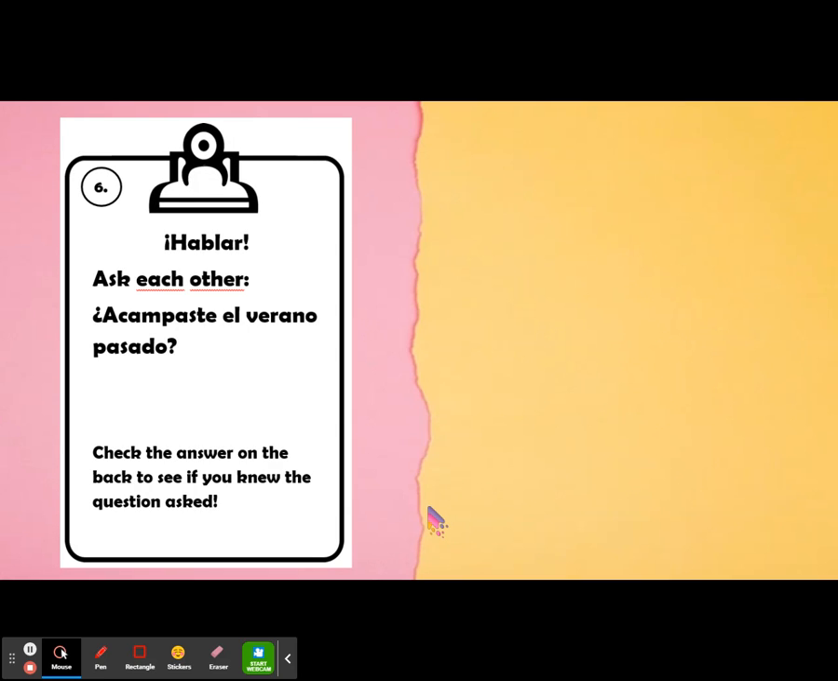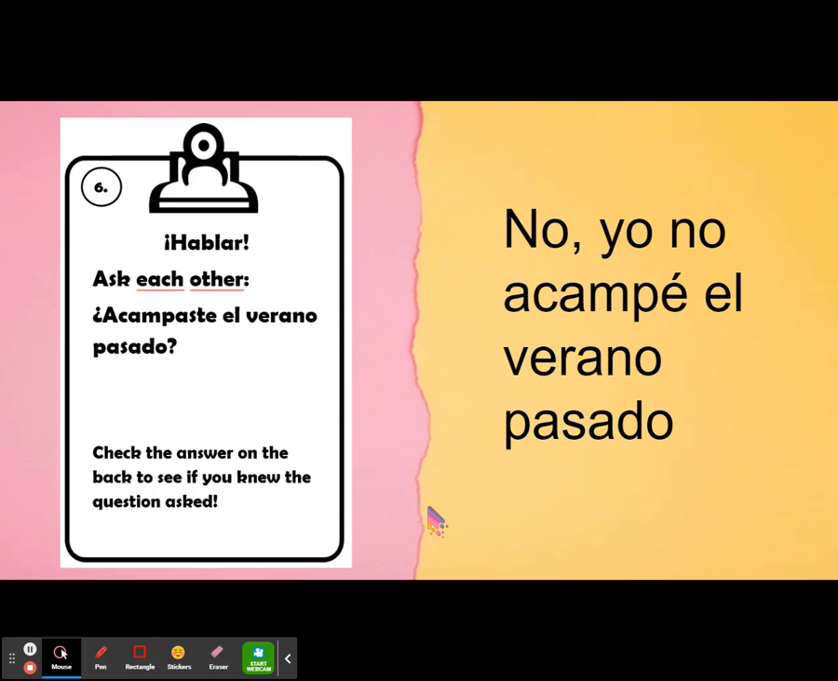All right, so I'm going to ask you, ¿acampaste el verano pasado? Acampar is a vocabulary word from this unit. So that's asking, did you camp last summer? Write down your answer. And my answer is sadly no, yo no acampé el verano pasado. We're hoping to get some camping trips in this year though.